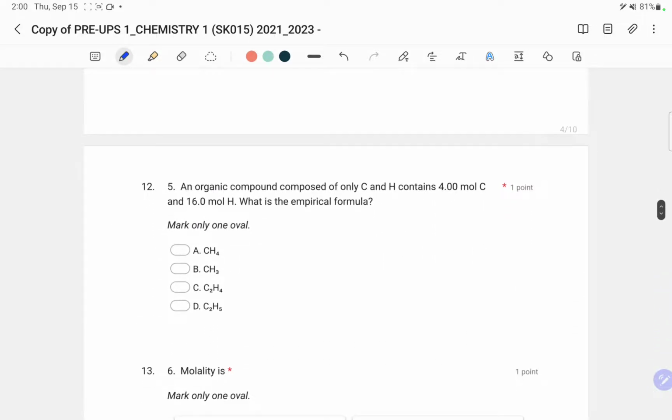Okay, number 5. An organic compound composed of carbon, hydrogen. Okay, carbon 4 mole, hydrogen 16 mole. So, nak buat empirical formula, first we have to construct a table. We have carbon and hydrogen. So, normally, kalau sebelum ni, kita start dengan mass. But now, dia dah bagi dalam mole. So, kita start dengan mole lah kat sini. So, mole for carbon is 4.0.